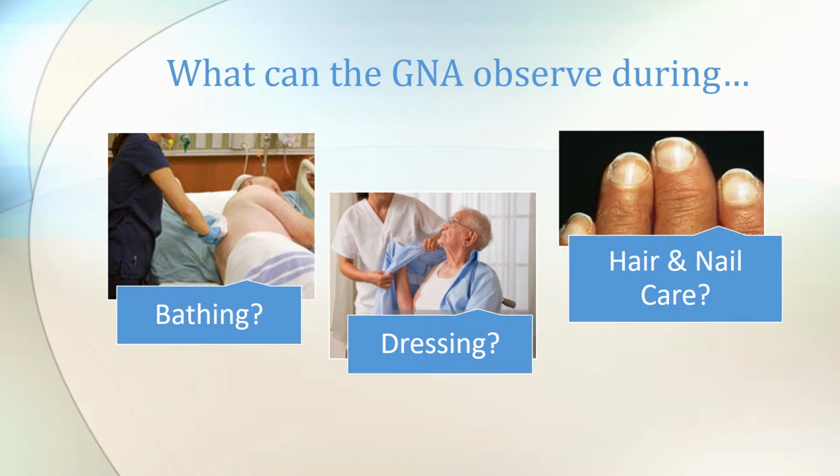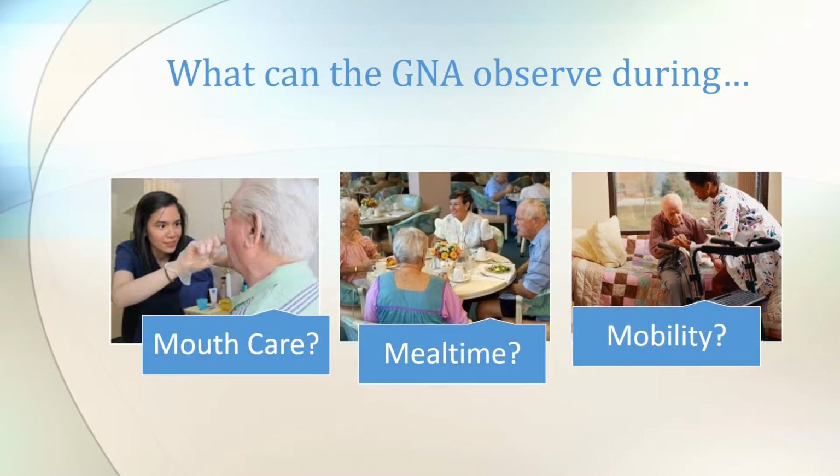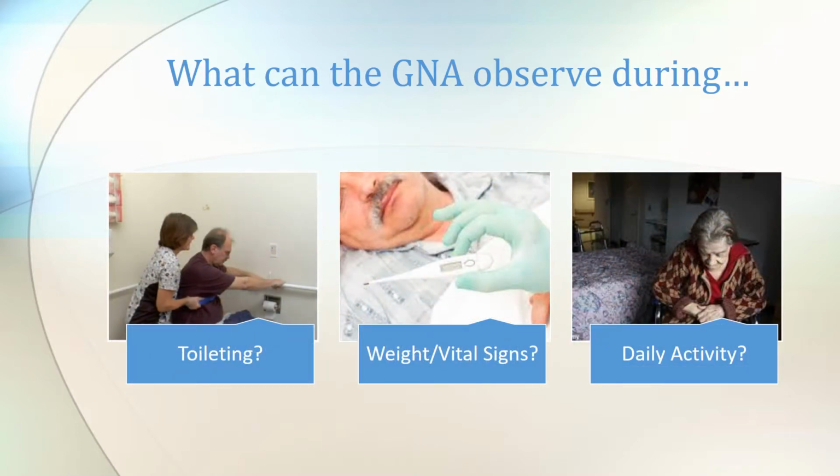During your daily routine, you have opportunities to make significant observations about the resident's condition. Give some thought to the types of observations you can make during routine bathing, dressing, hair and nail care, mouth care, mealtime, times when the resident is transferring and ambulating, during toileting, when obtaining weights and vital signs, and throughout daily activity. You probably are able to make more observations during these times than you give yourself credit for.